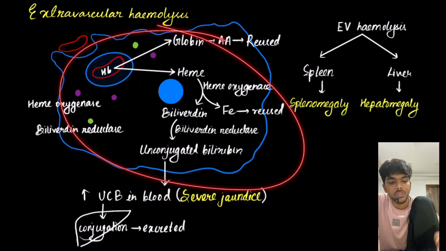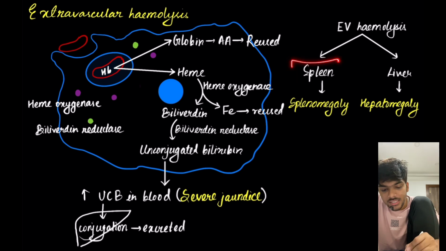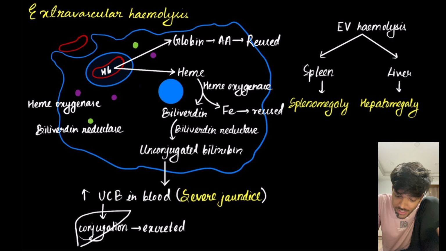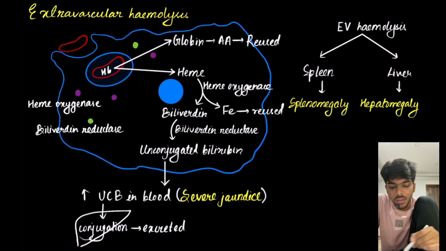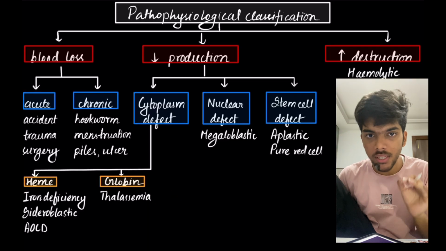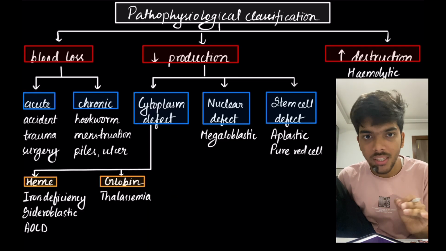If this process of hemolysis is taking place inside the spleen, it can result in splenomegaly, but if it is taking place in the liver, then it can result in hepatomegaly. We are finally done with the basics of hemolytic anemia. So what is hemolytic anemia?